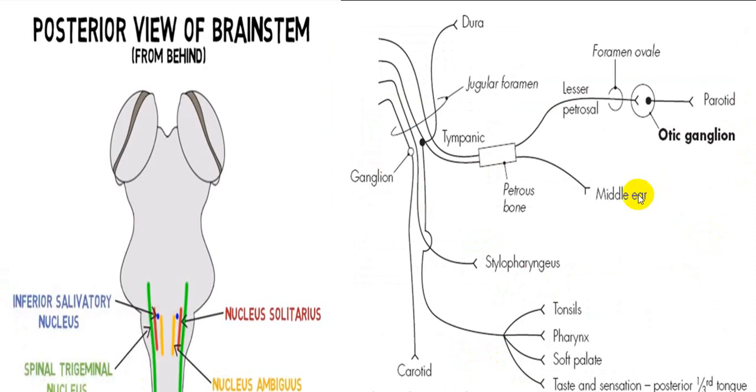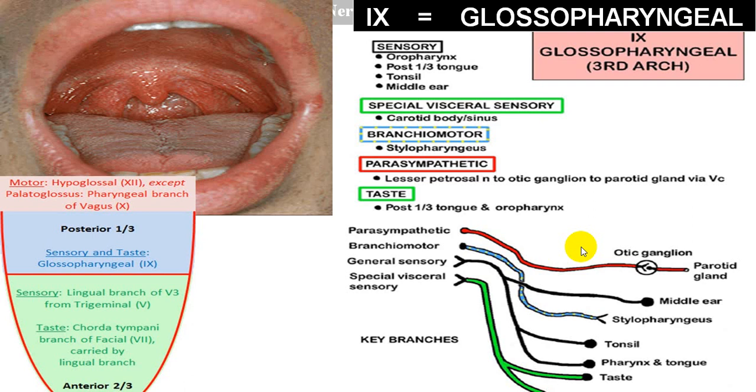So parotid gland, middle ear. It also has a little supply to the dura mater, then the stylopharyngeus muscle, tonsillar area, pharynx, soft palate. We test for the palatal reflex, or gag reflex. This is the best diagram which tells you everything: motor supply to the stylopharyngeus; sensory supply to the middle ear, tonsillar area, pharynx, tongue and soft palate; visceral sensory supply with taste sensation to the posterior one-third of the tongue, and baroreceptors and chemoreceptors to the carotid body and carotid sinus; and parasympathetic supply to the parotid gland.